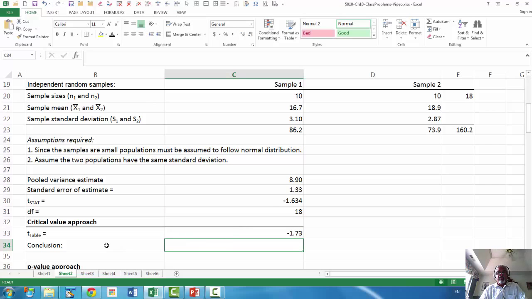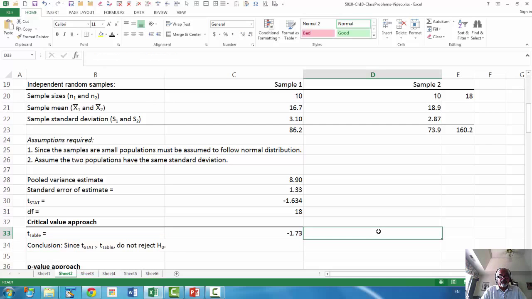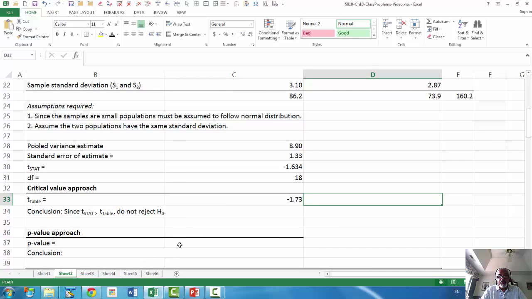Okay, so the conclusion is 1.63 is greater than 1.73. If you imagine the normal distribution curve, 1.73 is farther to the left than 1.634, so we cannot reject. Okay, we cannot reject. The p-value approach.